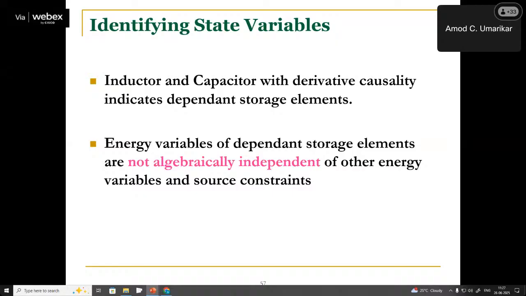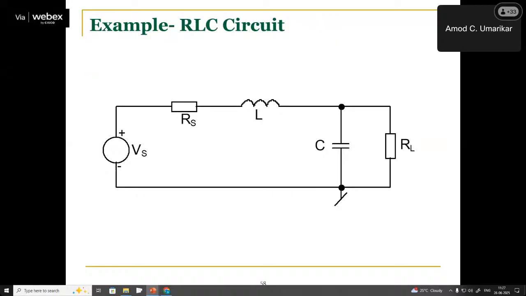So I'll take one example with this. Now take this circuit. Now we need to obtain the bond graph for this circuit, and then the final aim is to obtain equations which we can use for simulation.